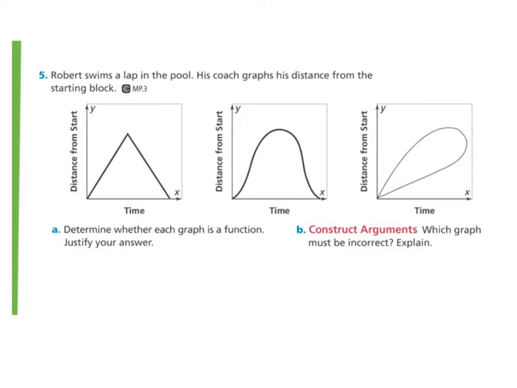Number 5, Robert swims a lap in the pool. His coach graphs his distance from the starting block. Determine whether each graph is a function. Justify your answer. So we can do again on these, we could just draw some vertical lines here to see whether these are going to be functions or not. So for the first graph, yes, good. So the first one would be yes.